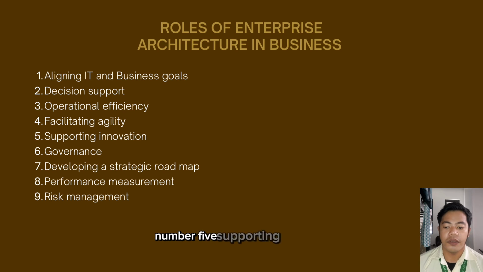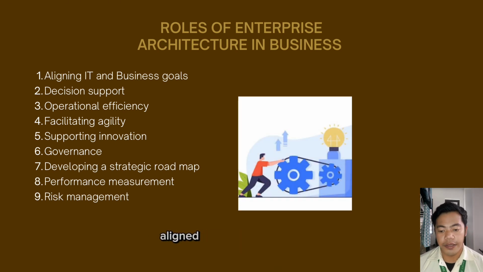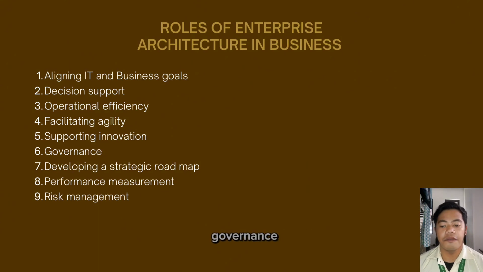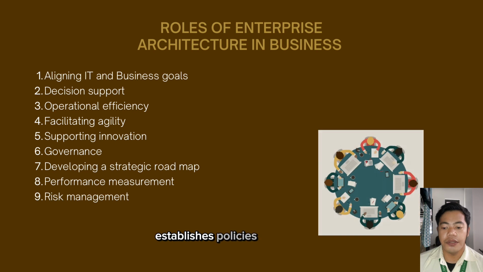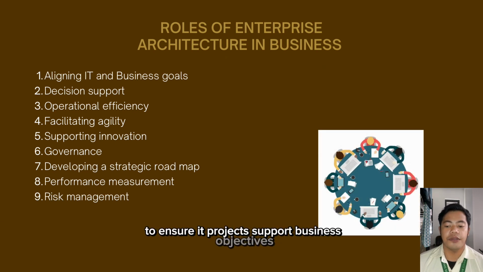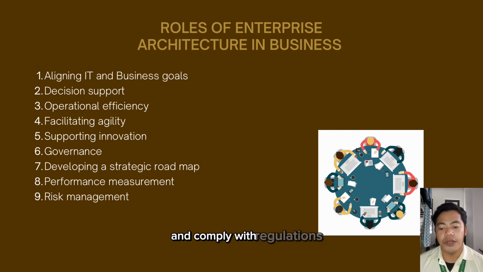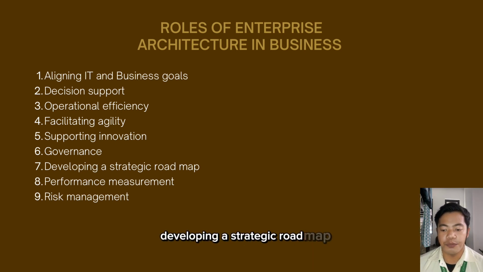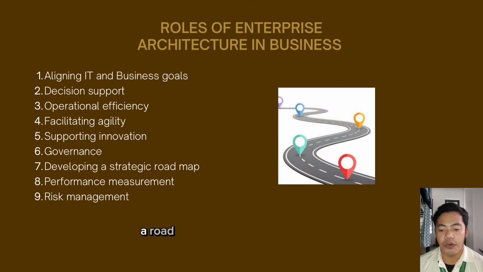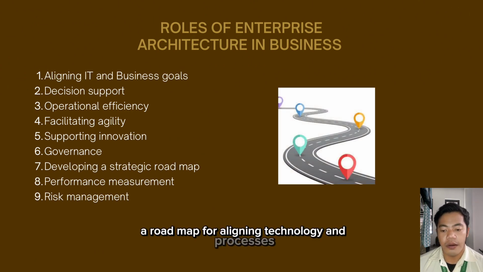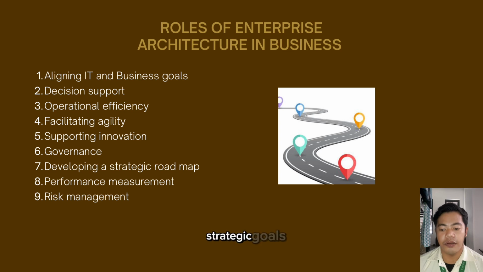Number 5. Supporting innovation. Enables adoption of new technologies aligned with business objectives. Number 6. Governance. Establishes policies and standards to ensure IT projects support business objectives and comply with regulations. Number 7. Developing a strategic roadmap. Creates a roadmap for aligning technology and processes with long-term strategic goals.